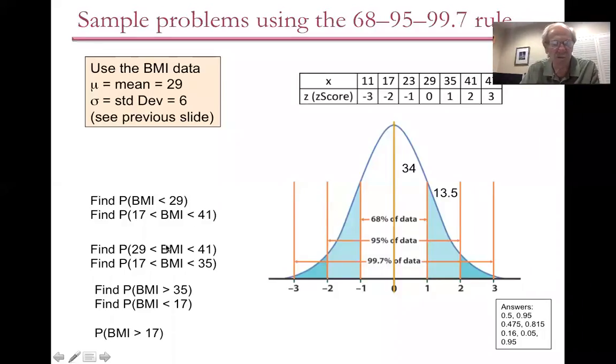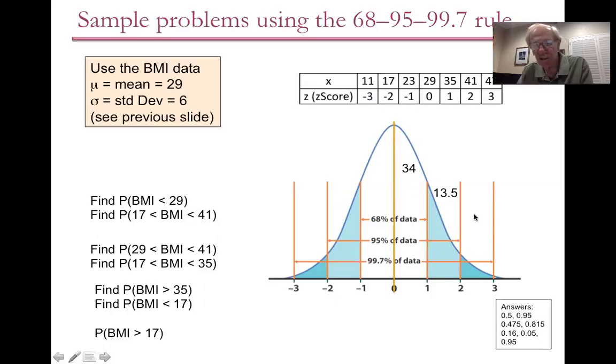And I want to go from, where do you want to go from? This 17 to 41? We'll go from 17 to 41. So here's 17 is minus 2 to 41, which is plus 2. Well, that's 95%. So that one's easy. If I want to go from 29 to 41, well, 29 is 0 and 41 is 2. So I want to go from here to here. Well, I would add these up, 34 and 13.5. So it's this area plus this area. That'd be 47.5, which is what I have.